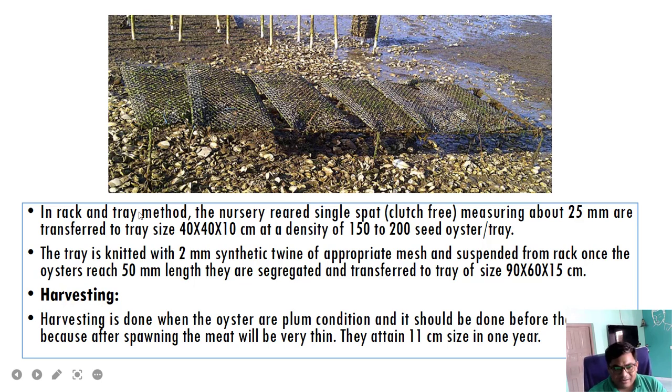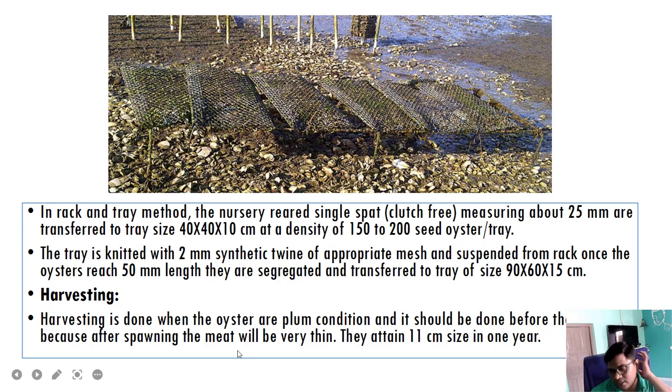Okay, so see here, in a rack and tray method, the nursery-reared single spat, we can say the cultch-free, measuring about 25 mm, are transferred to trays of size 14 by 14 by 10 cm at a density of 150 to 200 oyster seeds per tray. In a single tray we can store 150 to 200 seeds. The tray is knitted with 2 mm synthetic twine of the appropriate mesh, as you can see in this picture, and suspended from the rack. Once the oysters reach 50 mm length, they are segregated and transferred to trays of size 90 by 60 by 50 cm.